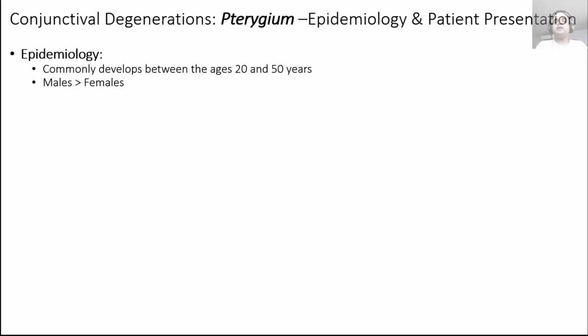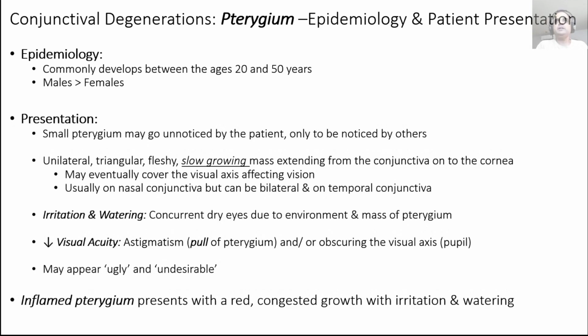So the epidemiology here is males get it more than females, but probably because of the same reasons as was discussed when we were talking about pingicula, and it develops in relatively the same age group, between 20 and 50 years. And the presentation is obviously different because this lesion is larger. However, a small pterygium, one that's just starting to form, may go unnoticed, and it's usually a friend or a family member or a colleague that tells the person, hey, there's something in your eye.